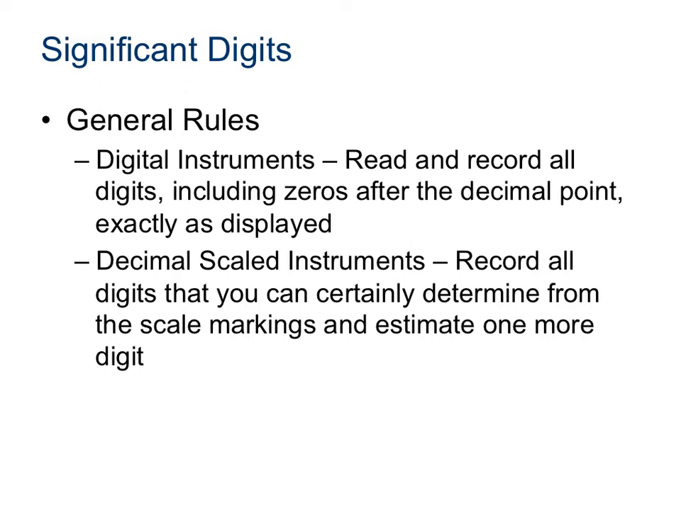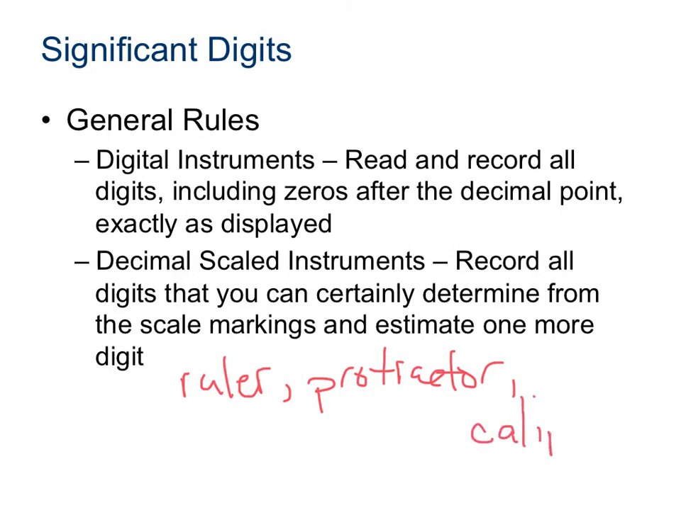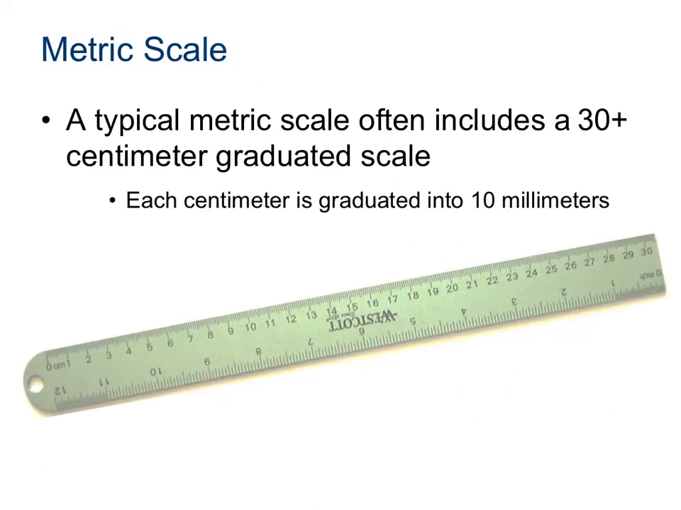What we're going to be using is a decimal scaled instrument. That would be something like a ruler, a protractor, and the other item that we're going to be using later next week is called a caliper. It'll become your best friend. Okay, a ruler, you all know what a ruler is. When we're talking about the metric scale, remember we're talking about centimeters and millimeters.